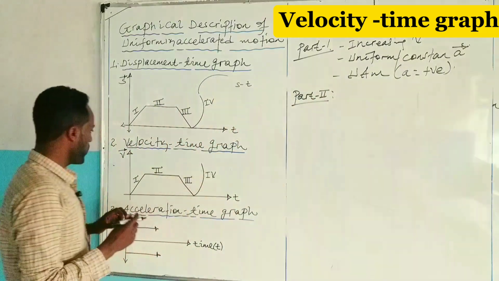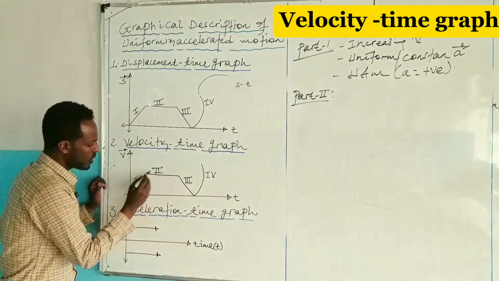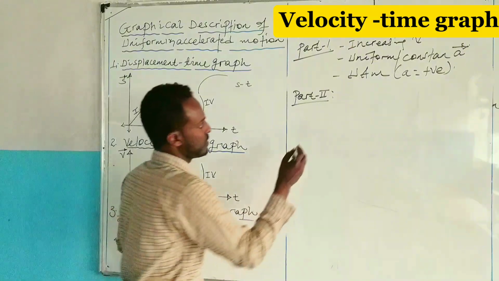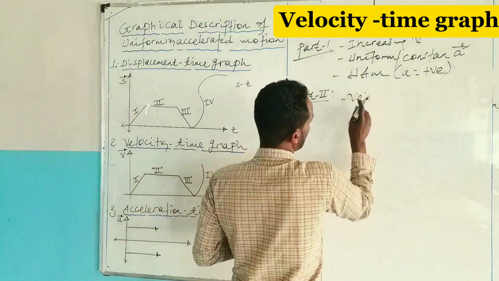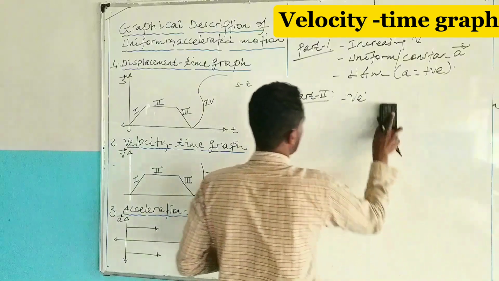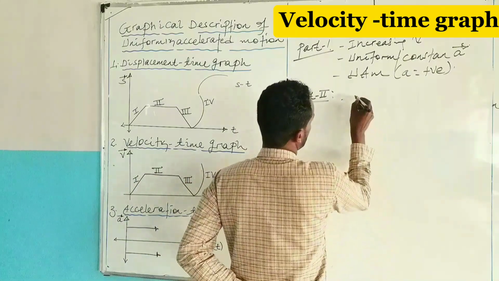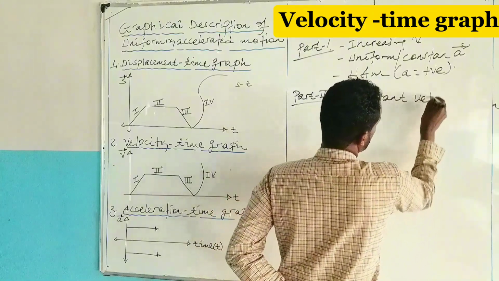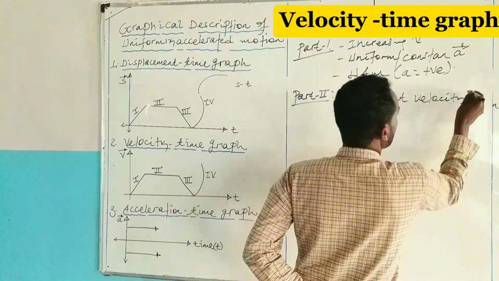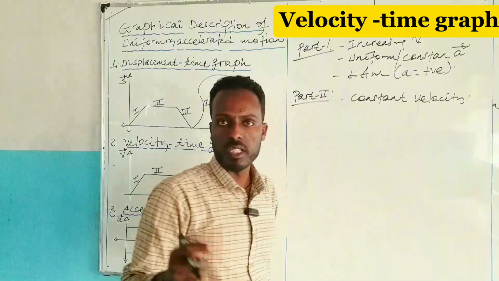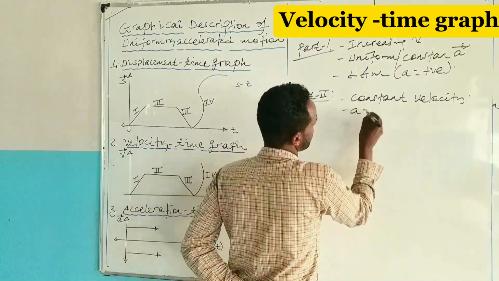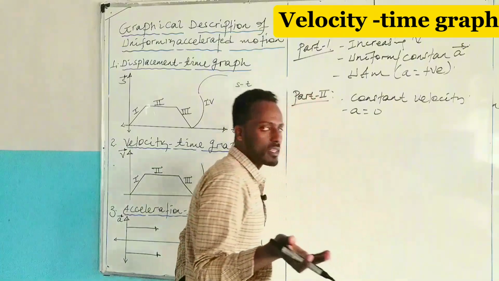In the case of part 2 ላይ ስንመጣ ደግሞ velocity is what? Constant. ከዚህ እስከዚህ እንደምታዩት velocity አይጨምርም አይቀንስም። Constant velocity. If there is no change in velocity, the object has no acceleration. So acceleration is equal to what? Zero. ምንም አይነት acceleration የለንም.